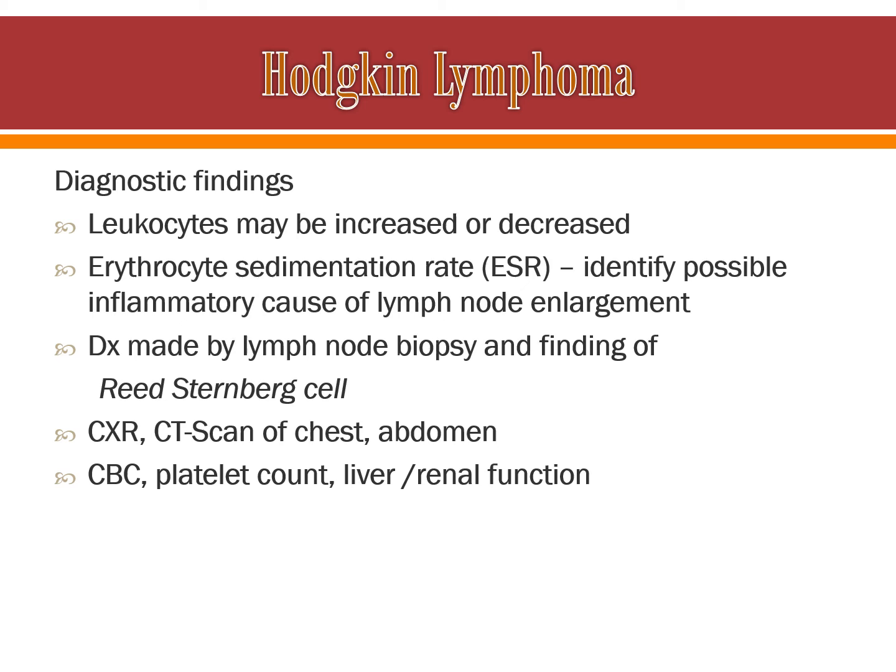All right, so in terms of your findings, they're going to be all over the place. We've discussed this already, how this might be possible in cancer. Leukocytes may be increased or decreased. Erythrocyte sedimentation rate is elevated, just letting you know that there's an inflammatory response going on. You are going to do a lymph node biopsy specifically, and you're going to be looking for Reed-Sternberg cells. So things like chest x-rays, CAT scans of the chest, abdomen, CBC, platelet count, liver, renal function. You are going to be monitoring all of that.